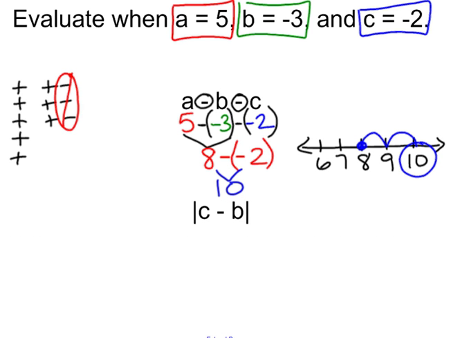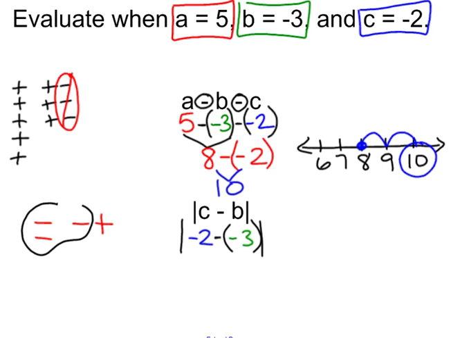Okay, one more example kind of like that. We'll do the absolute value of C minus B. So just like we started with before, C equals -2, B equals -3. And then we'll bring down all those extra symbols. So we have absolute value, and then we have another subtraction. Okay, -2 minus -3. So if we decide to use integer chips, start with 2 negatives and take away 3 negatives. I'm almost there, but I need one more 0 pair in order to take away these 3 negatives.